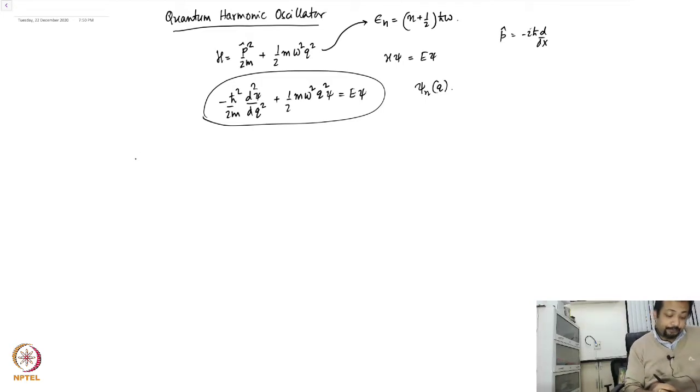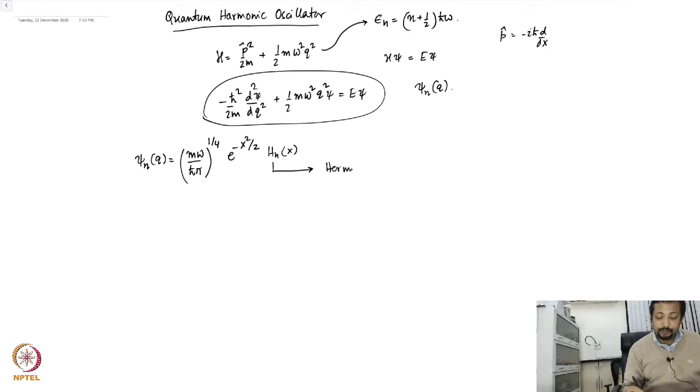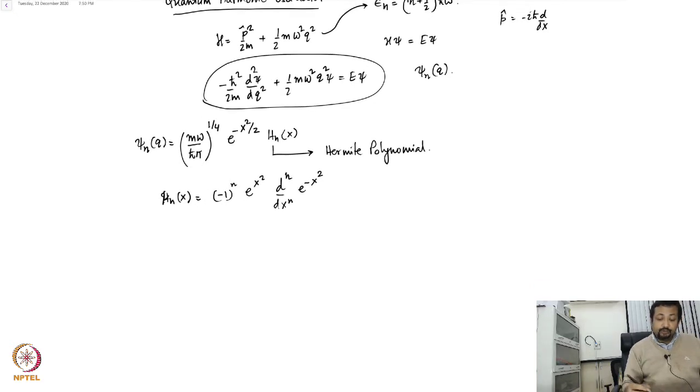And psi n of q is a little complicated. It is (m omega over h bar) raised to the power 1/4 e to the power minus x square over 2, and then you have Hn of x. This function is known as the Hermite polynomial, where Hn of x is minus 1 raised to the power n e to the power x square d^n/dx^n of e to the power minus x square. So once you operate the nth derivative on this, finally you are going to get a polynomial.